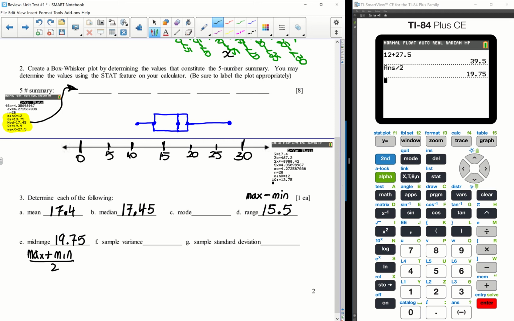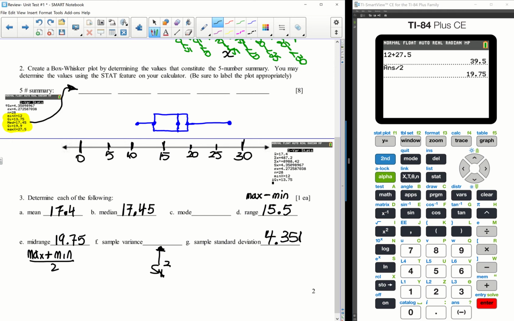Sample variance, sample standard deviation. It's easier to indicate the sample standard deviation first because that's given in the display. It's approximately, we're going to round to 3 significant digits here, so 4.351, but we don't want to use the rounded value in order to get the sample variance. What we want to do is compute what Sx squared would be.